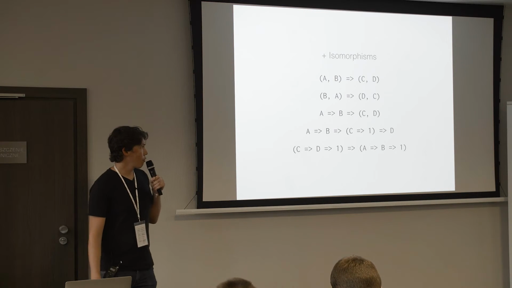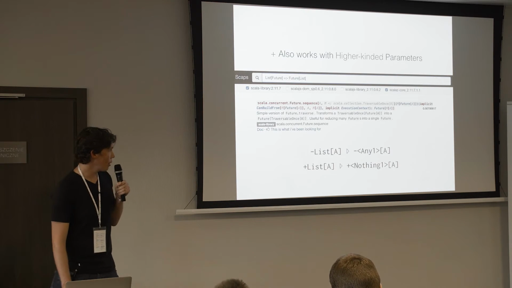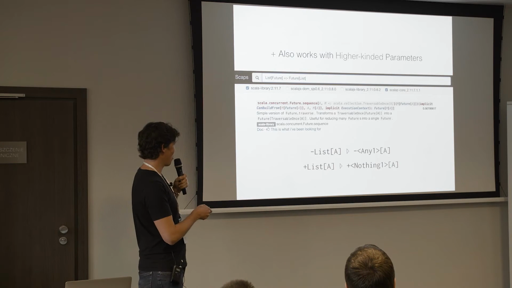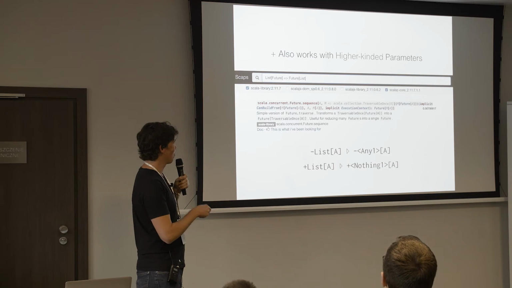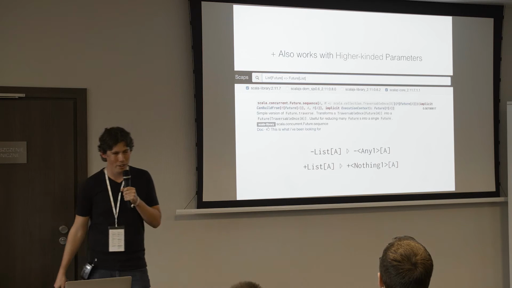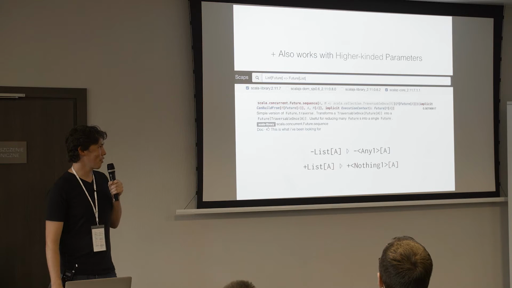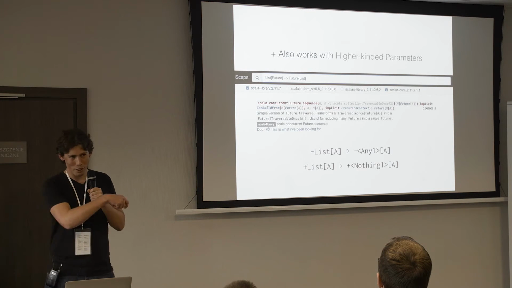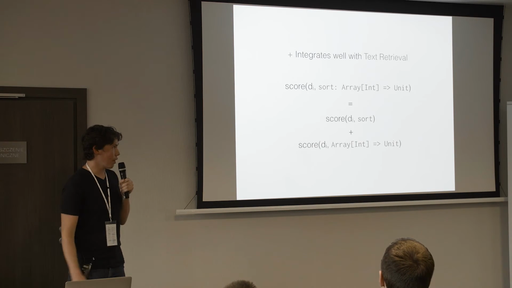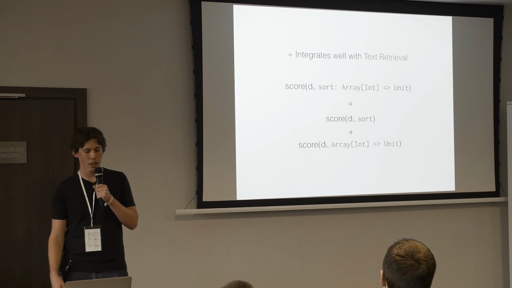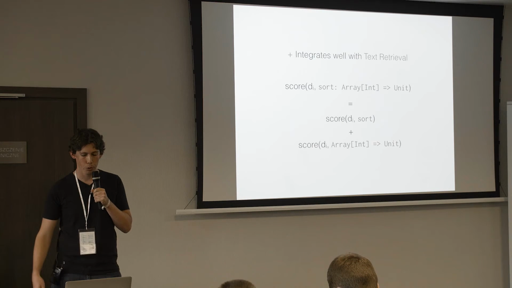It handles all kinds of isomorphisms. It also works with higher-kinded parameters. So I really like this slide, especially this query, because it can handle future.sequence, which has a pretty ugly type signature. But yeah, you can try it. It's the first result. And it integrates very well with text retrieval, so you can just add the scores from the text retrieval to the scores from the type retrieval.